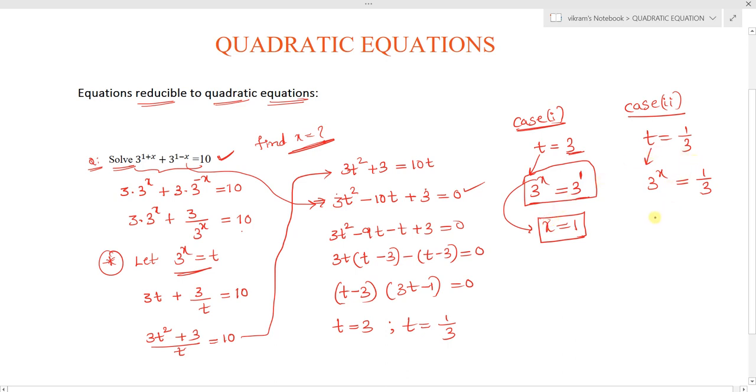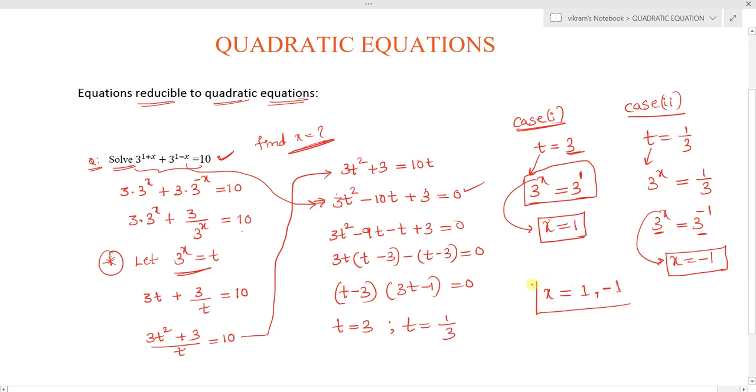And what is this case over here? 3 power x is equal to, we write this as 3 power minus 1. Now the bases are equal, then the powers are also equal, then x is equal to minus 1. If x is equal to minus 1, we will get 3 power x is equal to 1 by 3. So now what are the values of x we are obtaining? It is x equals 1, minus 1.